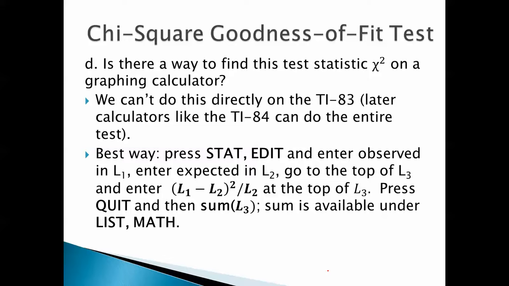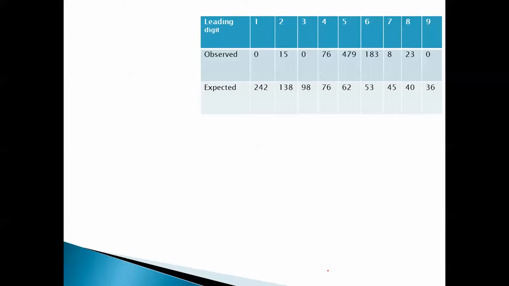Is there a way to find the test statistic chi-squared on a graphing calculator? Because some of you out there are just dying. Well, we can't do this directly on the TI-83, sadly. Later calculators like the TI-84 can do the entire test. Here's the best way you can do it on a TI-83. You press Stat and then Edit. You enter the observed data in L1. You enter the expected in L2. You go to the top of L3 and enter (L1 minus L2) squared over L2. Press quit, and then sum of L3. Sum is available under list math. I'll show you an example of what this looks like. Okay, so there's our table.